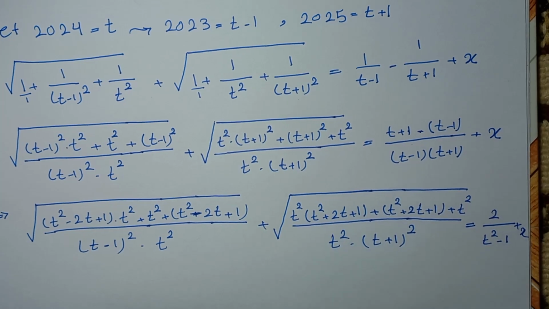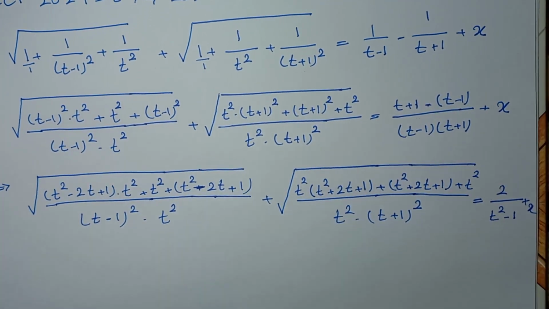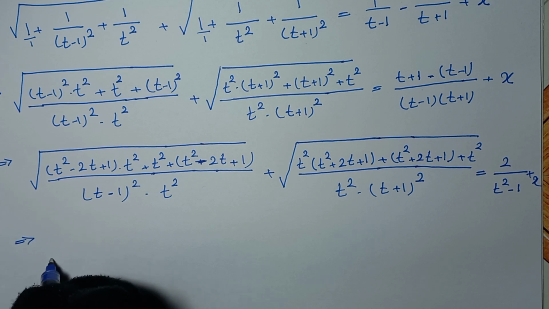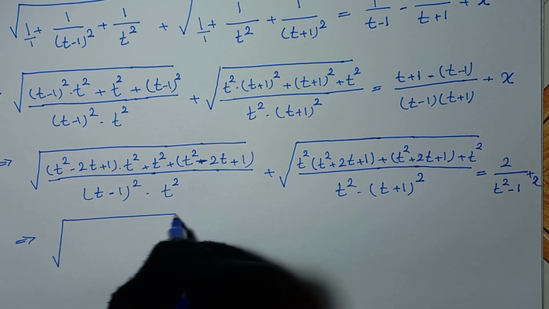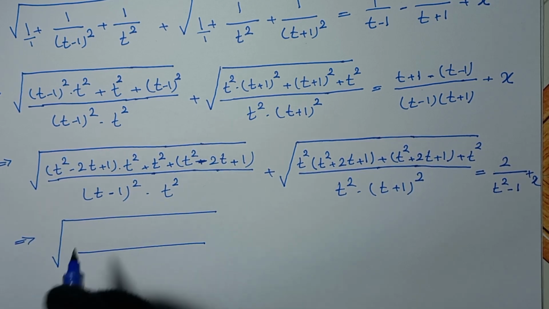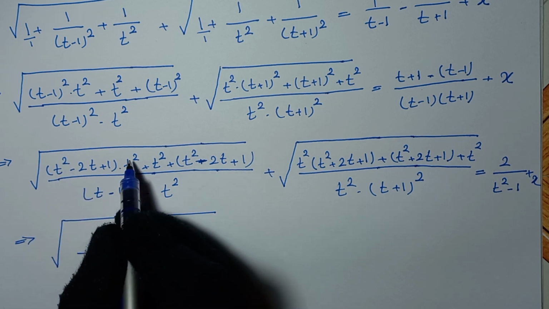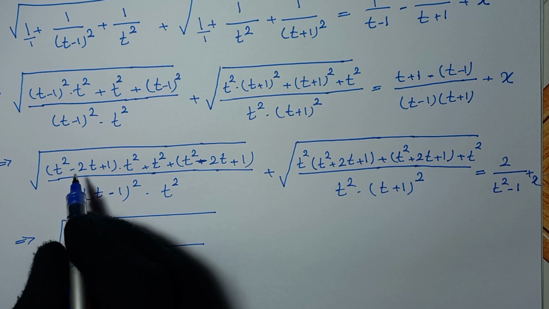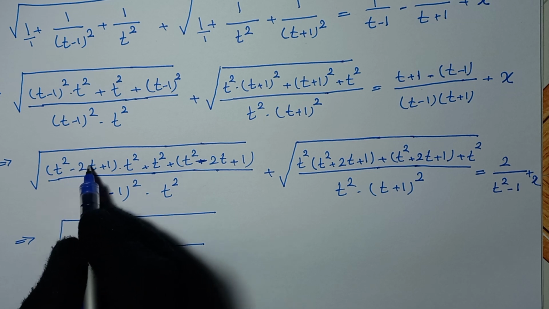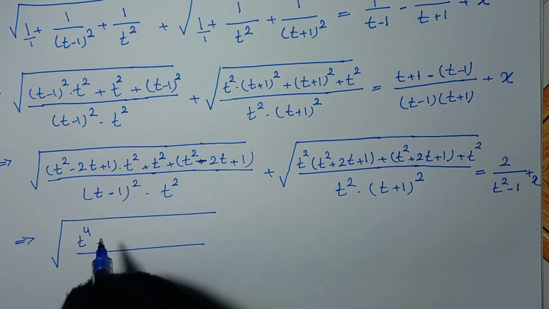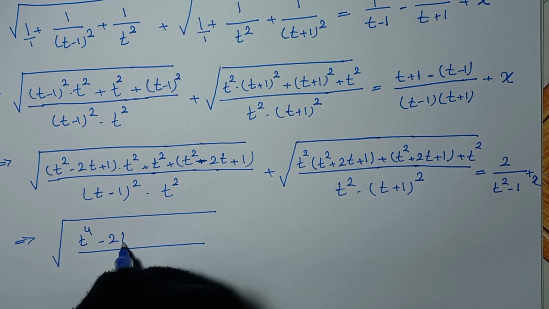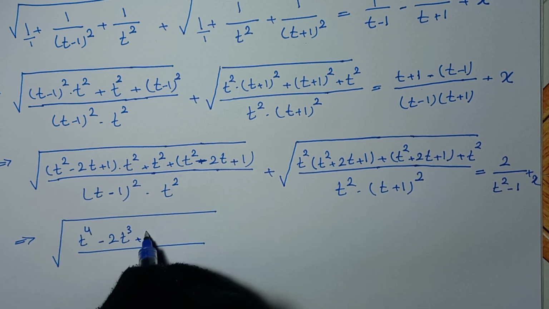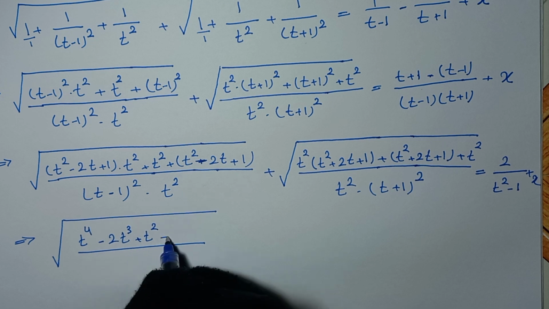So in the next step, it will be the square root of: t squared times t squared, it will be t to the power of 4, minus negative 2t times t squared, it will be negative 2t cubed, and 1 times t squared, it will be t squared, and plus t squared.